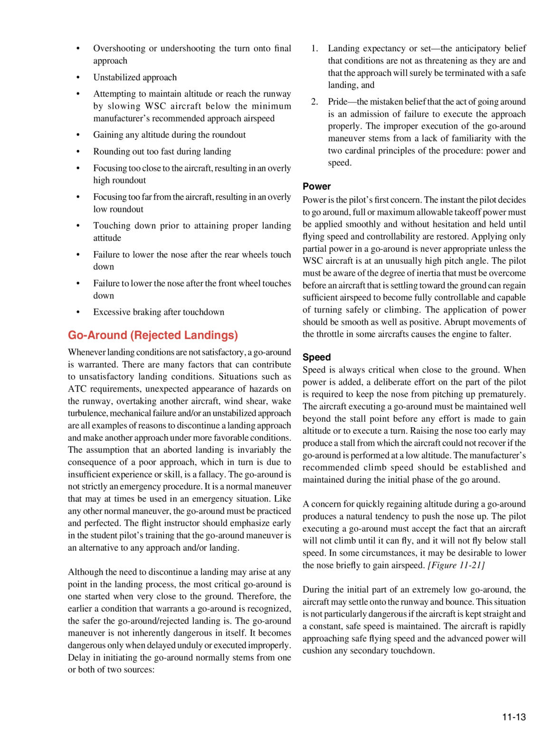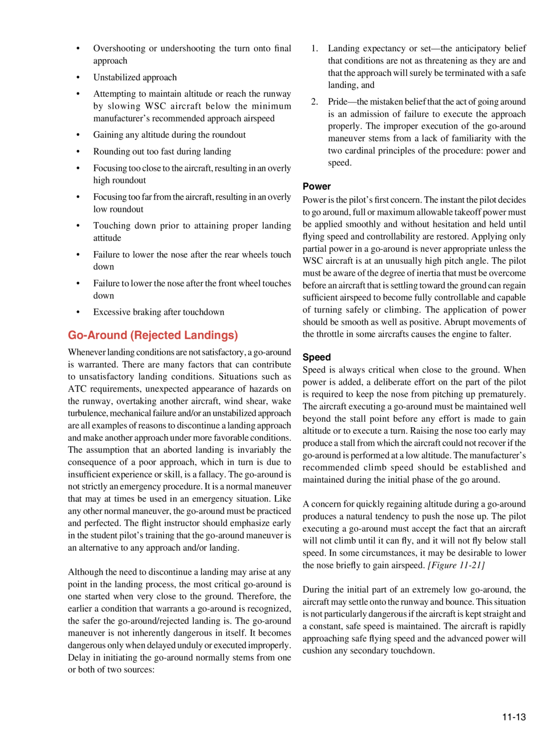Situations such as ATC requirements, unexpected appearance of hazards on the runway, overtaking another aircraft, wind shear, wake turbulence, mechanical failure and/or an unstabilized approach are all examples of reasons to discontinue a landing approach and make another approach under more favorable conditions. The assumption that an aborted landing is invariably the consequence of a poor approach, which in turn is due to insufficient experience or skill, is a fallacy.